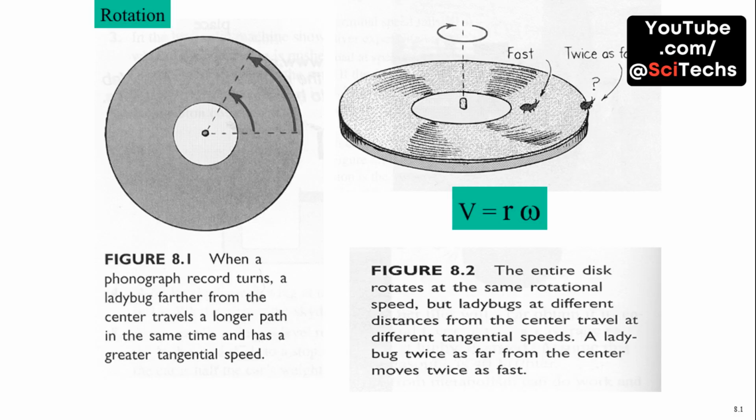When a phonograph record turns, a ladybug farther from the center travels a longer path in the same time, having a greater tangential speed. The entire disk rotates at the same rotational speed, but distances from the center affect tangential speeds.